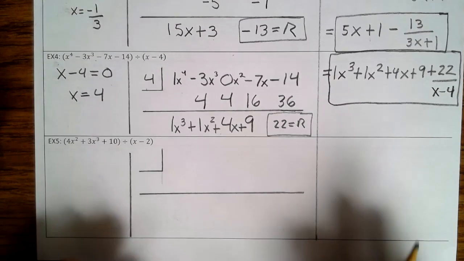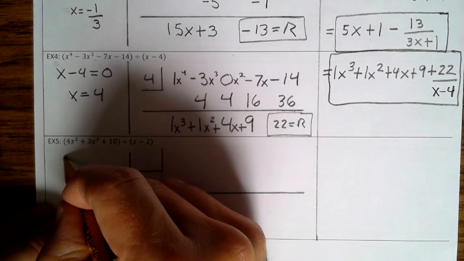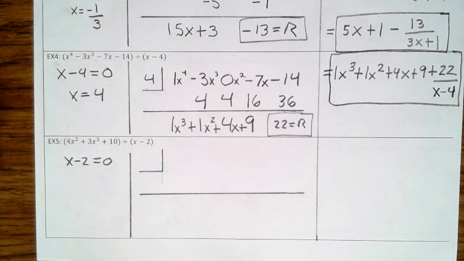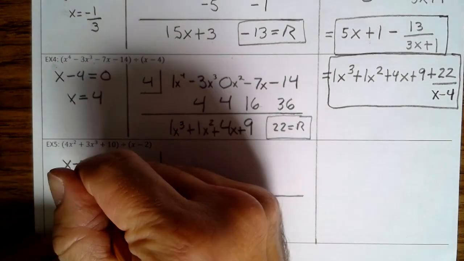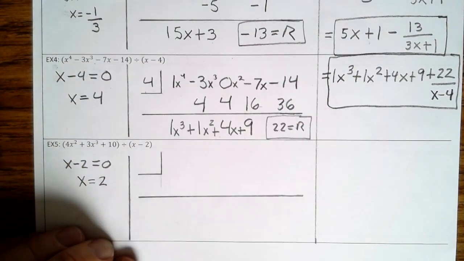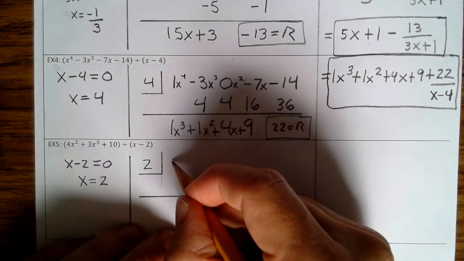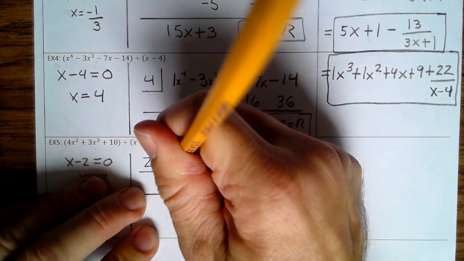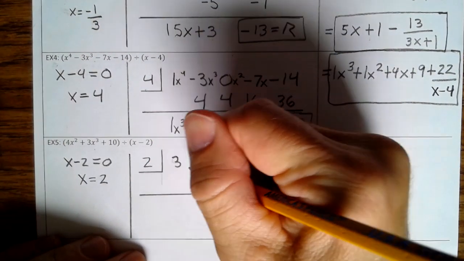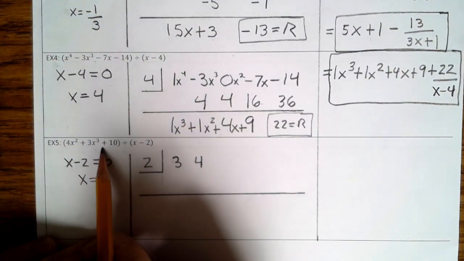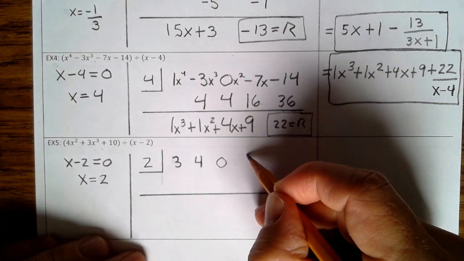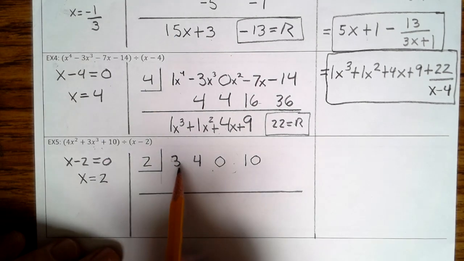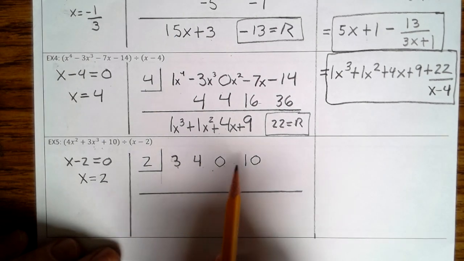All right, example 5. So we need to set x minus 2 equal to 0. Add 2 to both sides, so x equals 2. So it's 2. So then this is, well, be careful. The cube has to go first. So this needs to be 3, 4. And there is no x, so you need 0, and then 10. So be very careful when you write the coefficients. Make sure you have, in this case, x cubed, x squared, x, and constant.